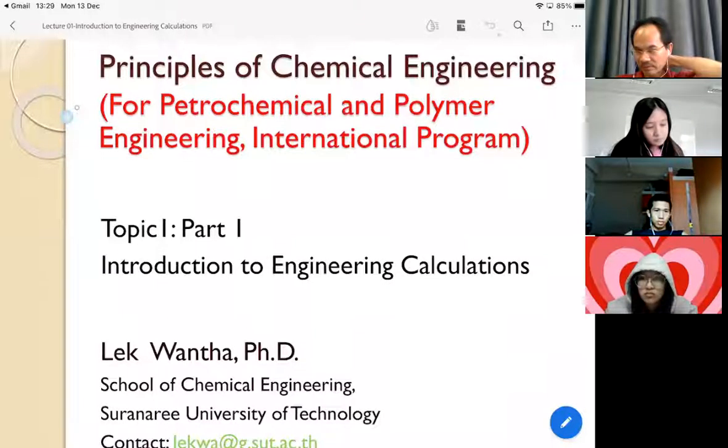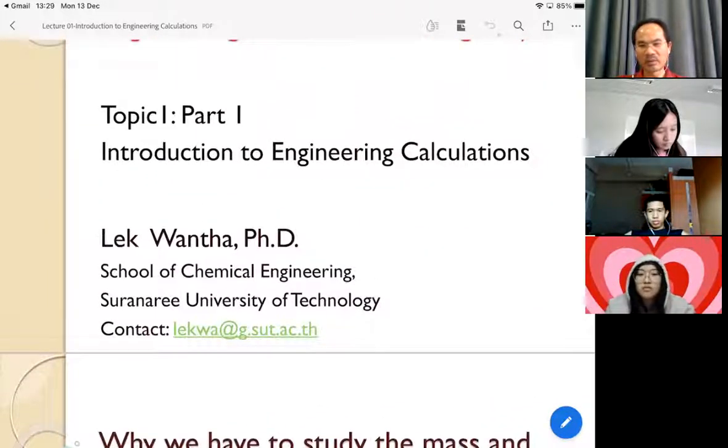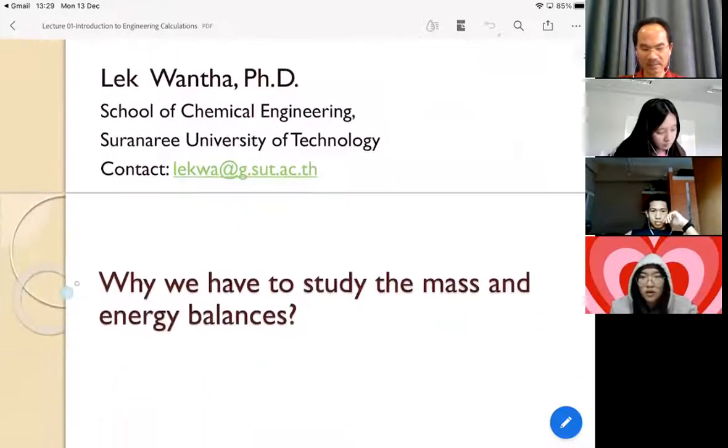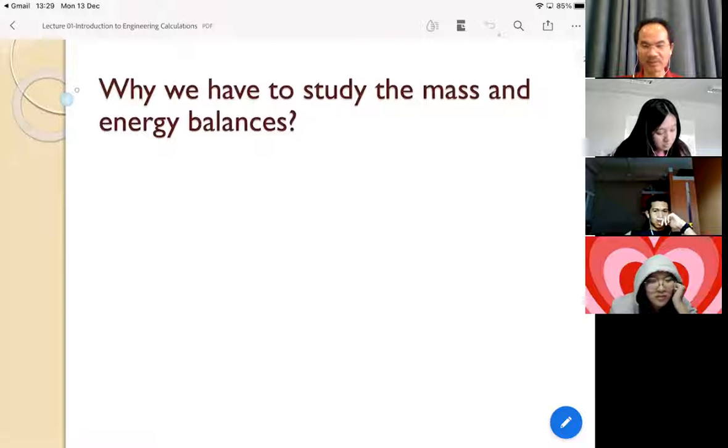Okay. The first question that I would like to ask you for this card, because this card I will talk about the mass and energy balance. Why do we have to study the mass and energy balance? Can anyone help me to answer this question?